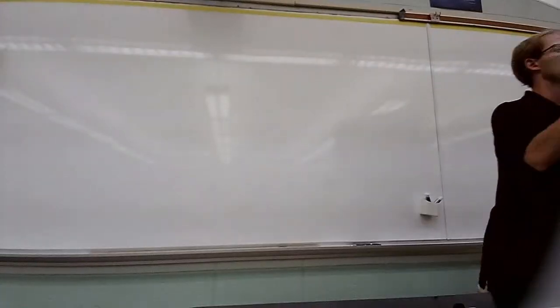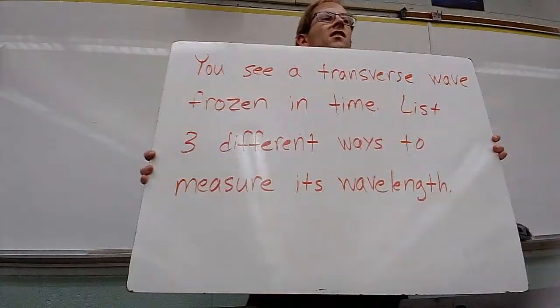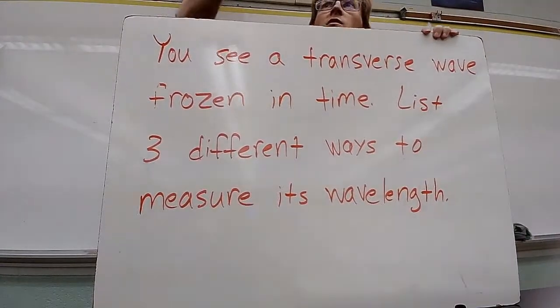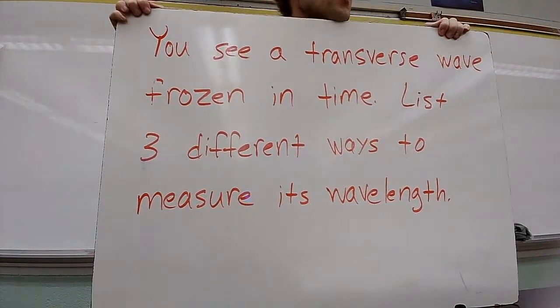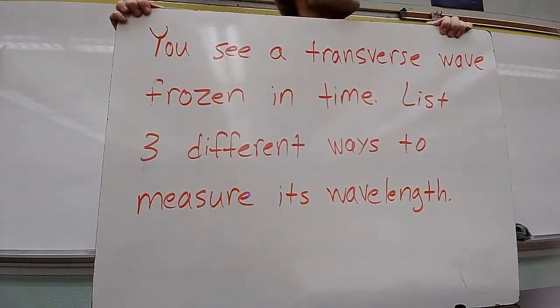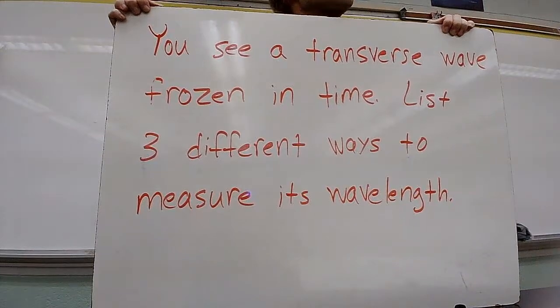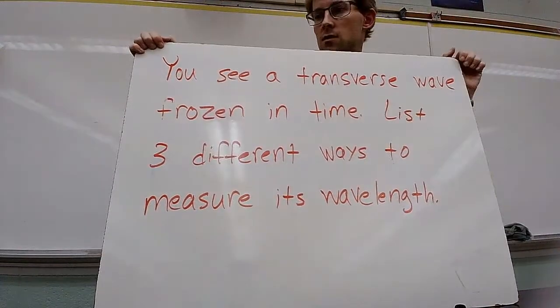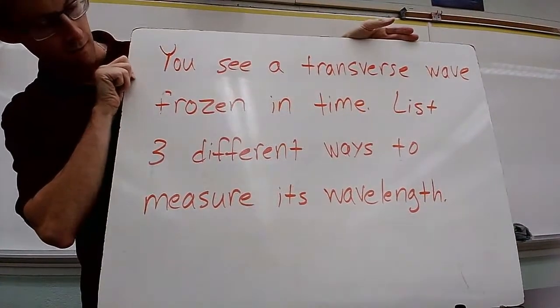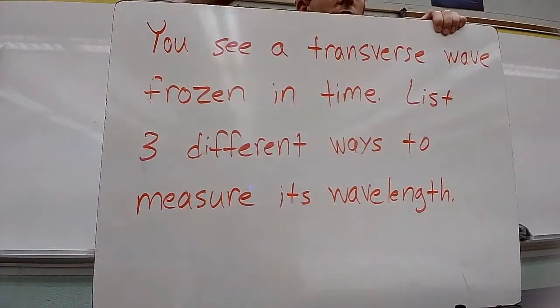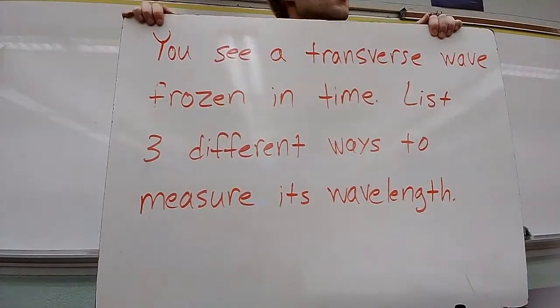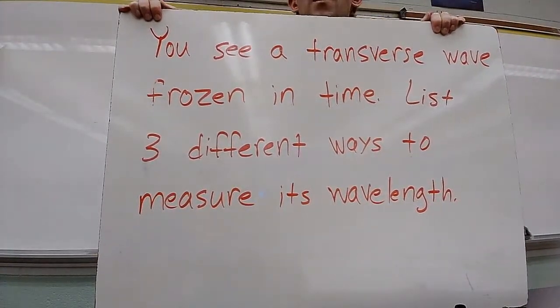A transverse wave is a wave that actually looks like a wave. It goes up and down like that. What are some ways you can calculate wavelength? Sean? Yeah, wavelength. How can you measure the wavelength of a wave that's just standing there? It's just not moving for you. What would you measure?